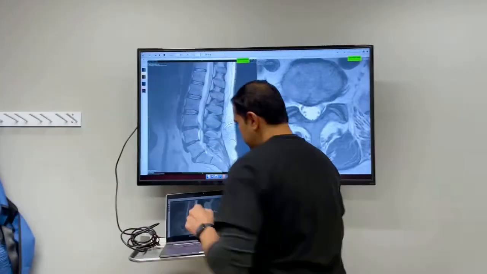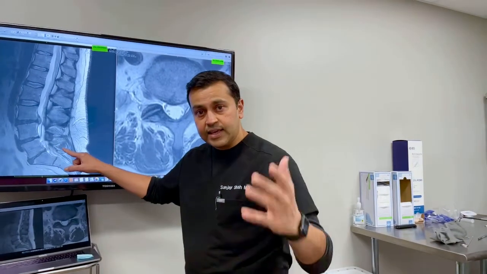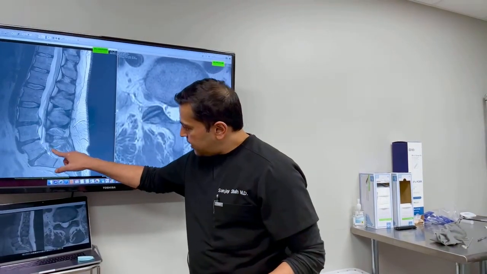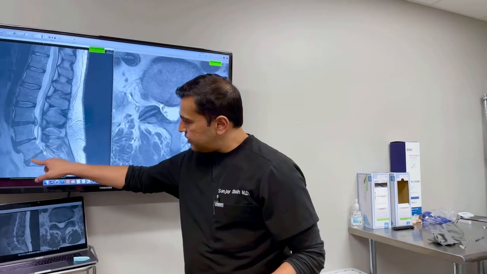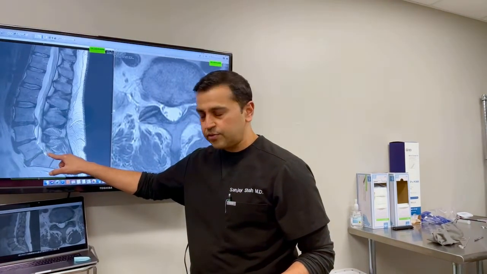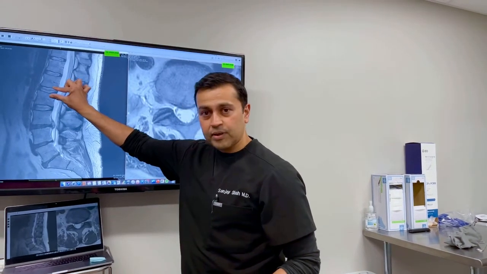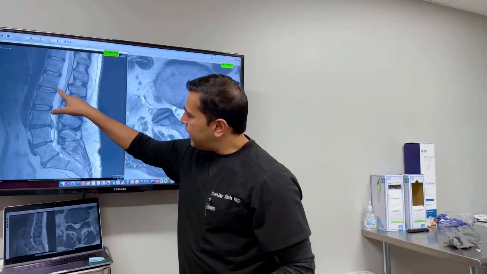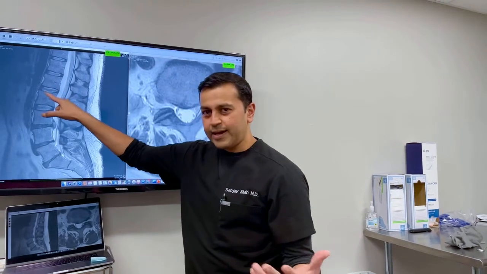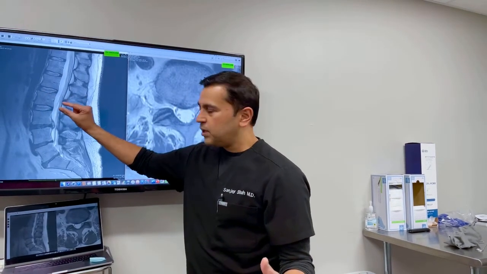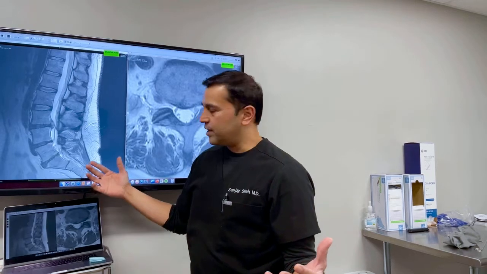Now, another thing that we notice when we look at the MRI on lateral projection is that this disc right here, this is the L5-S1 disc, is also a little degenerated. We want our disc to be nice and plump, like this disc over here, where you have a little bit of water. We call that hydration within the disc. These are nice plump discs. Everyone does well when you have nice plump discs.